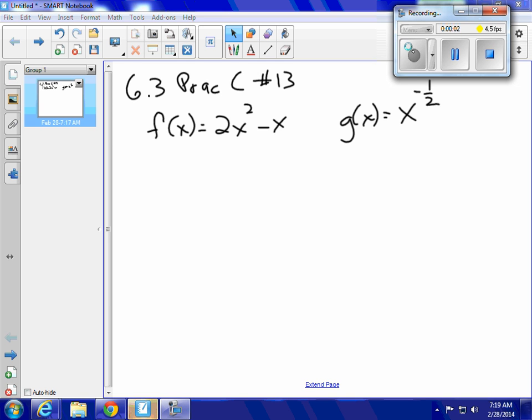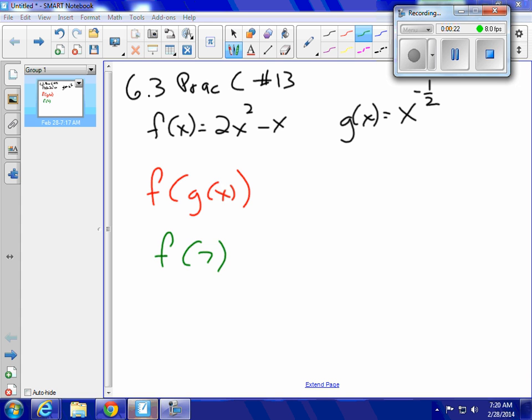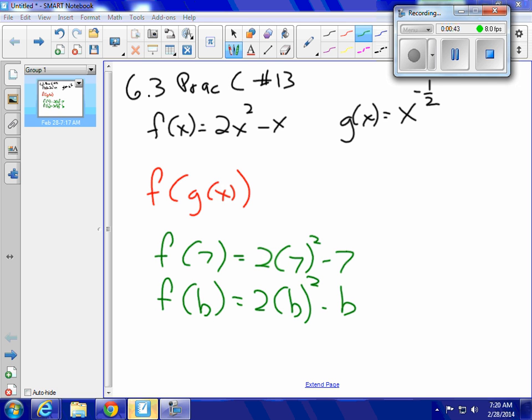I'm doing 6.3 practice C number 13, which is to find the composite of f of x and g of x, to find f of g of x. Just to refresh your memory, I don't think anybody has any problem. If I was to find f of 7, that would be 2 times 7 squared minus 7, just substituting 7 in. If I wanted to find f of b, that would be 2 times b squared minus b.